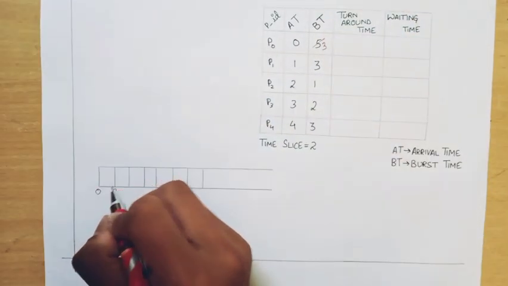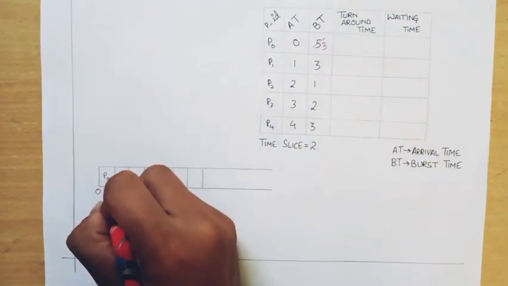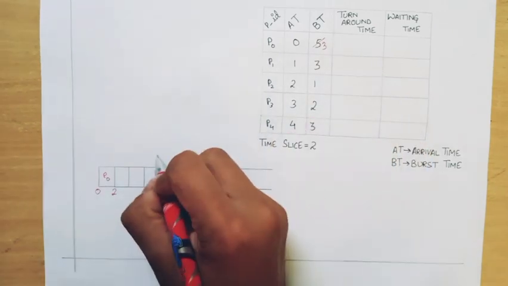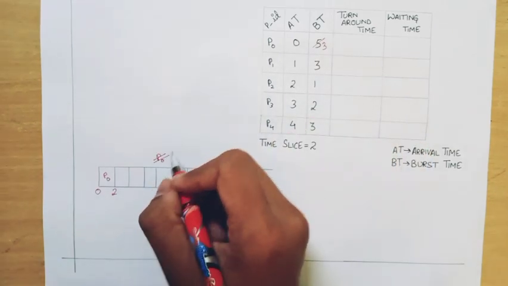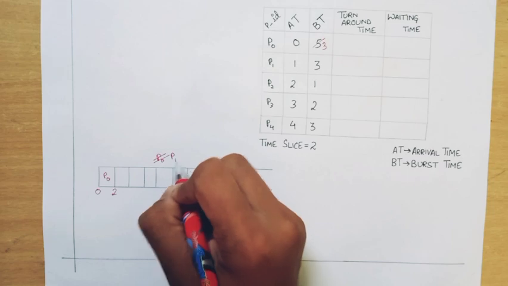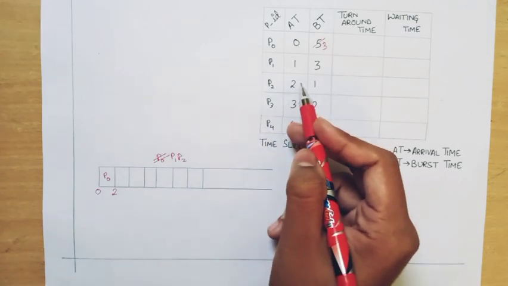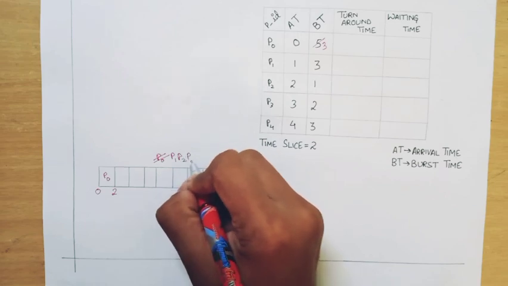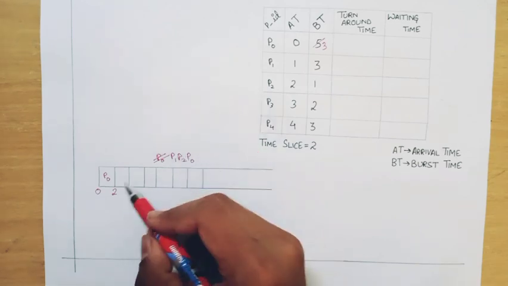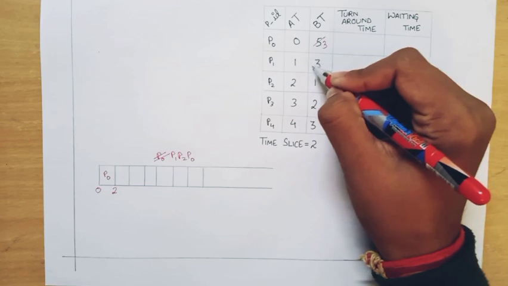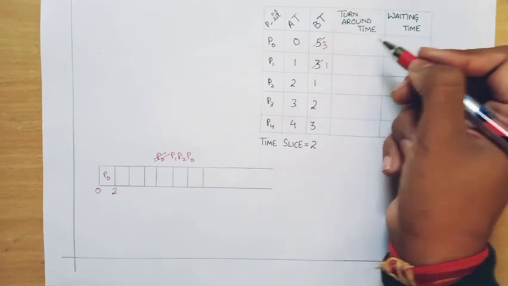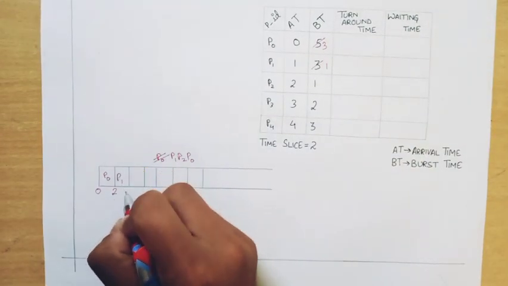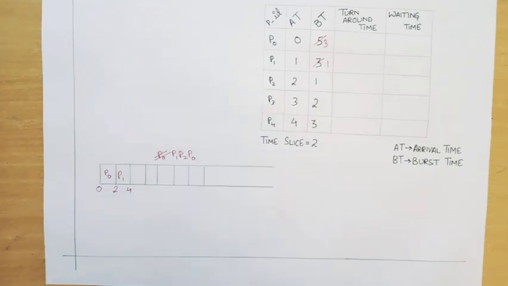From 0 to 2 we have P0. Since P0 has now executed, it won't work now, and P1 and P2 were also in line. P2 was also in line since its arrival time is 2 and 2 seconds have passed. So now P0 will be scheduled after P2. Now what happens? P1 will work. P1's burst time is 3, so 3 becomes 1 as 2 units are gone. So P1 will work till 4, from 2 to 4.